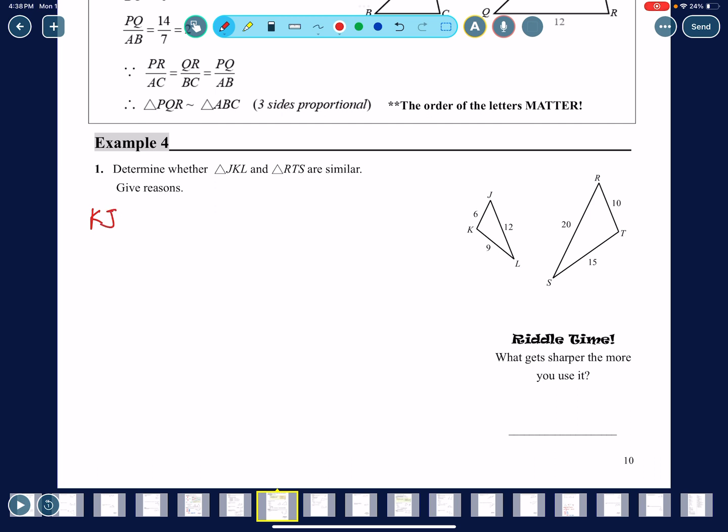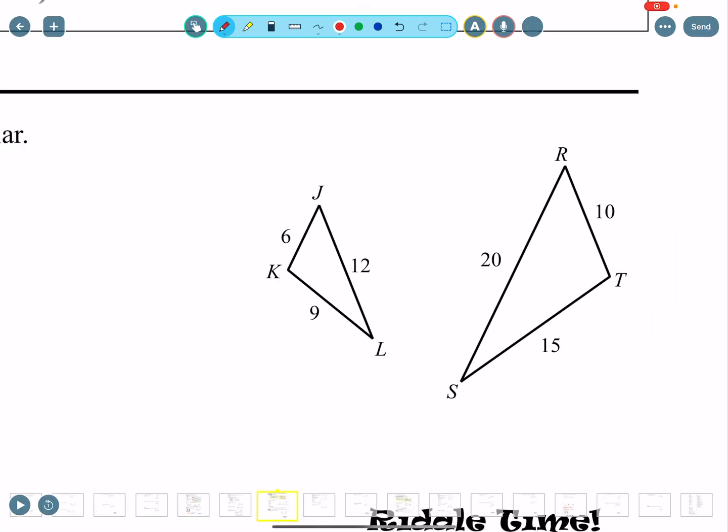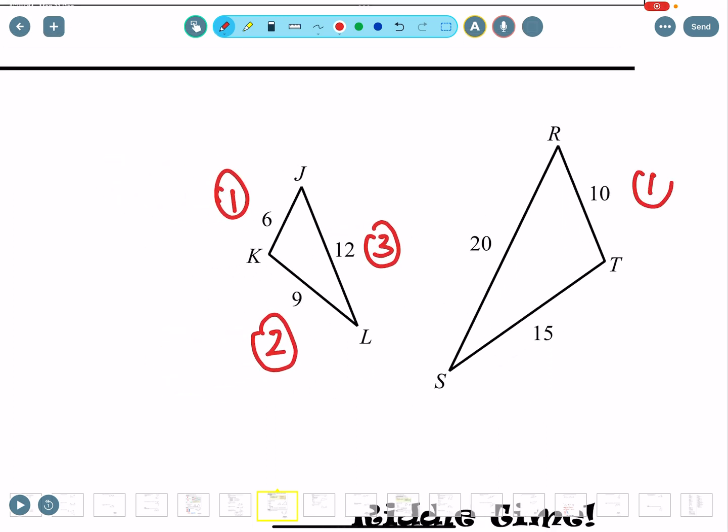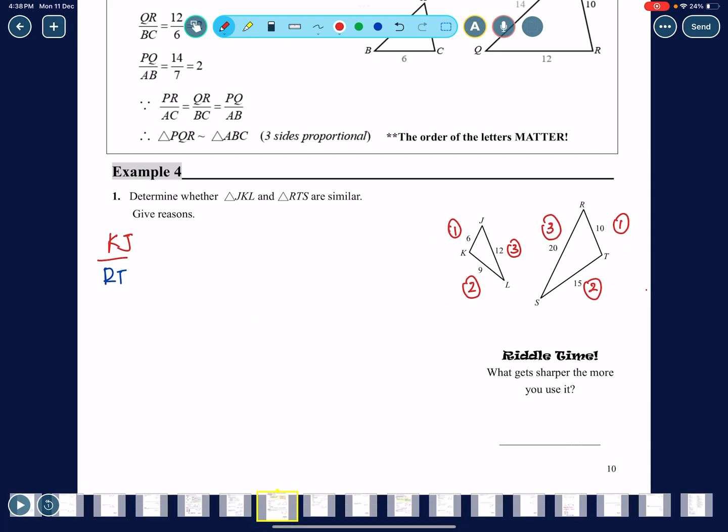Let's say I put KJ, the 6 over there, divided by RT. Before you start, you label it like this. This is the smallest one, so first, or you can put the number 1 circle, number 2 circle, 3 circle. For the big triangle, you also label them in ascending order: smallest, second smallest, and the biggest. This will help you later on. So I'm going to match number 1 with number 1, smallest and smallest. You have to be careful with labeling the smallest and the biggest. 6 over 10 simplified in your calculator is 3 over 5.